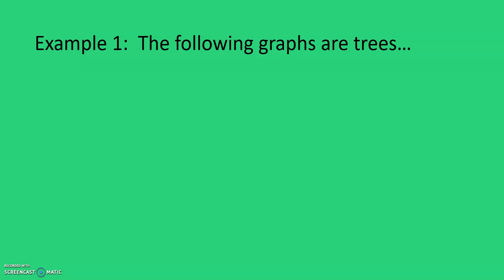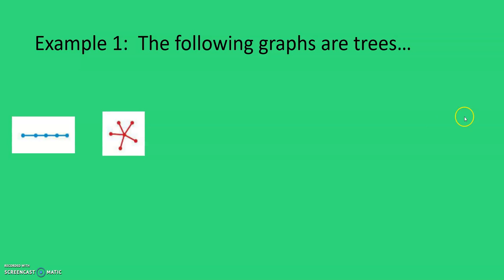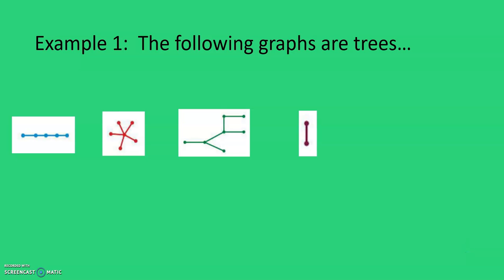Example 1. The following graphs are trees. It's connected, but there are no circuits. Our second example of a tree. You could think of the middle as the tree trunk and the ones going out as the branches. Third example of a tree. Again, the trunk and the branches. Just the tree trunk and just the branches.